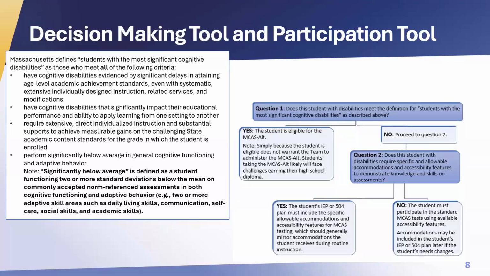Bringing you back to the first question, the IEP team asks, does the student meet this definition? If the student does not meet all 4 important points of the definition, the expectation is the student is going to take the standard test with or without accommodations. If the student does meet the eligibility definition, the IEP team can consider whether the alternate assessment is appropriate for the student.